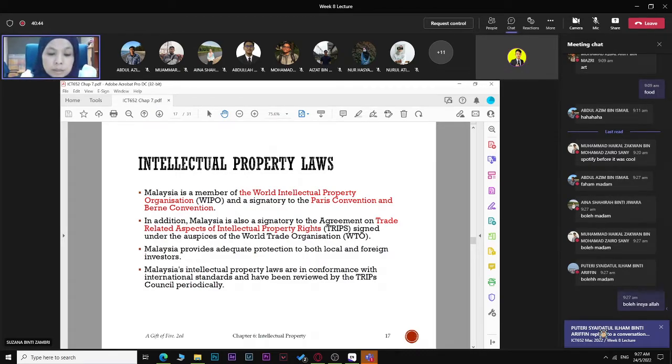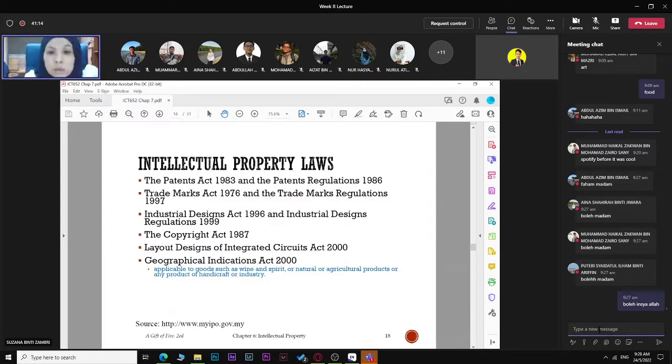Okay, so Malaysia is a member of the World Intellectual Property Organizations, WIPO, and a signatory to the Paris Conventions and Berne Conventions. So Malaysia juga also is signatory to the Agreement on Trade-Related Aspect Intellectual Property Rights, TRIPS, signed di bawah World Trade Organizations. So basically Malaysia is on board dengan negara-negara lain on protecting intellectual property. Okay, so these are the intellectual property laws that exist. Okay, Patent Act, Trademark Act, Industrial Design Act, Copyright Act, Layout Designs of Integrated Circuits Act, Geographical Indications Act. Okay.